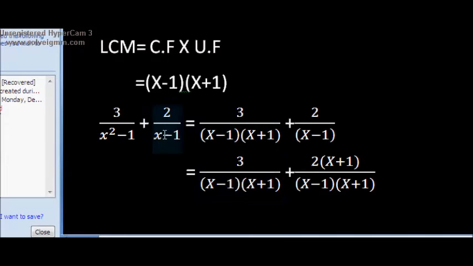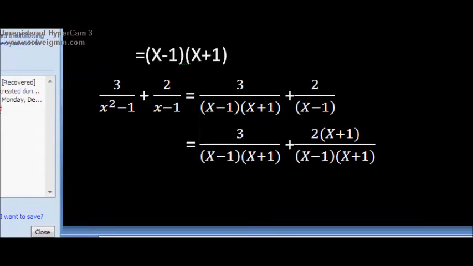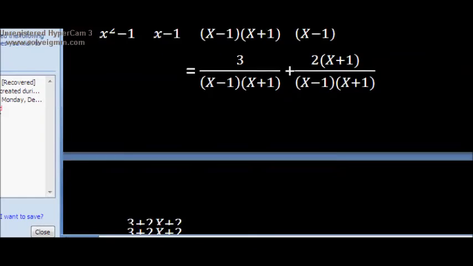Now here you can see 3 over x square minus 1 can be written in this way also, 3 over x minus 1 into x plus 1, and 2 over x minus 1 as it is. Now when you compare, the denominator term is x minus 1 into x plus 1, so it is already given in the LCM, so you will not multiply with any number. But when you compare with LCM, x plus 1 is missing, so you will multiply and divide with x plus 1. Now after simplification, you can combine 3 with 2 into x plus 1.